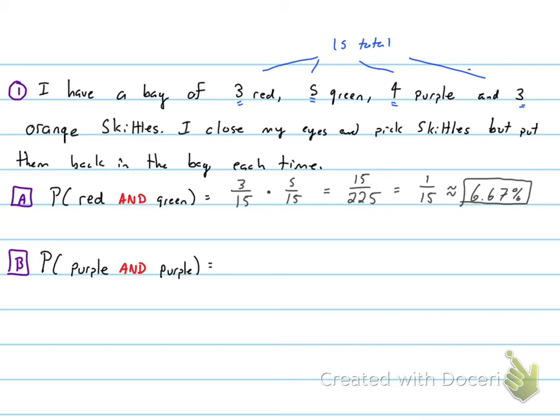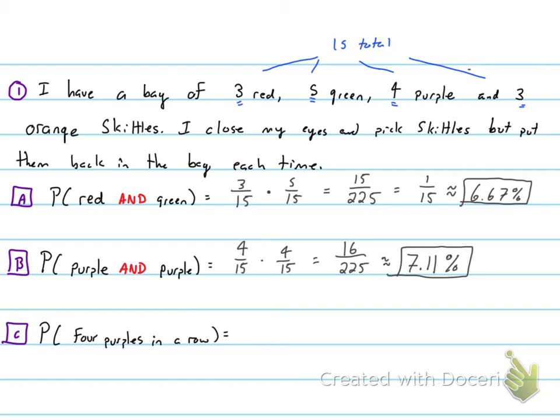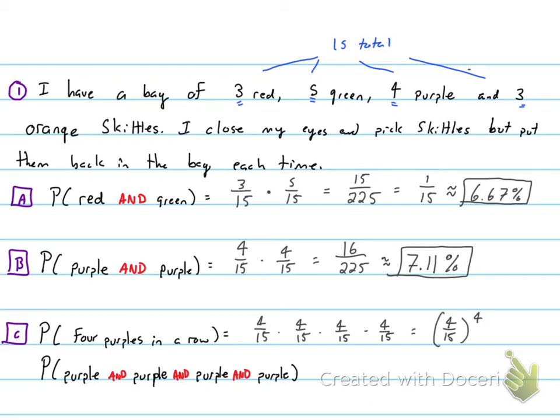The probability that I get purple and purple, so I close my eyes, pick up a purple Skittle, put it back in the bag, and I pick purple again, would be 4 out of 15 times 4 out of 15, which is 16 out of 225, which overall simplifies to 7.11%. Now, what about the probability that I get 4 purples in a row? A way that I could look at that is the probability of purple and purple and purple and purple. So 4 out of 15 times itself 4 times, which I could write more simply as 4 out of 15 to the 4th power, which ends up being 0.005, or about 0.5%. So not very likely that would happen.